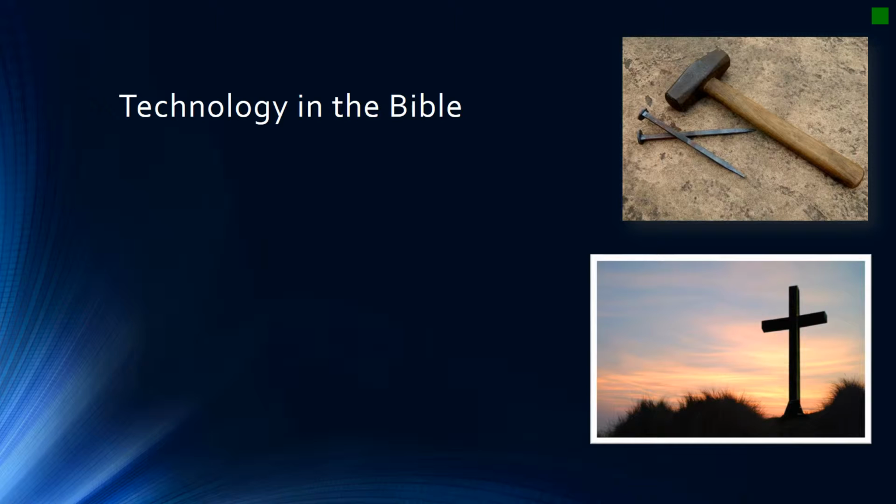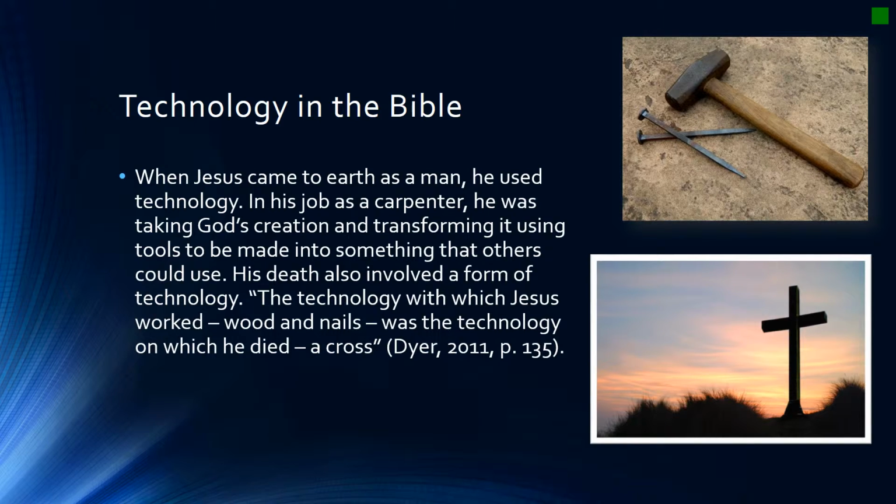When God came to earth as a man, he was also involved in an occupation which was skilled in technology. In Jesus' job as a carpenter, he was taking God's creation of wood and transforming it to be made into many items that could be used by others. In God's plan, He gave his Son an occupation which involved technology. In God's sovereignty, he also planned for Christ's death to involve a cruel form of technology, the Roman crucifixion. The technology with which Jesus worked, wood and nails, was the technology on which he died, a cross.